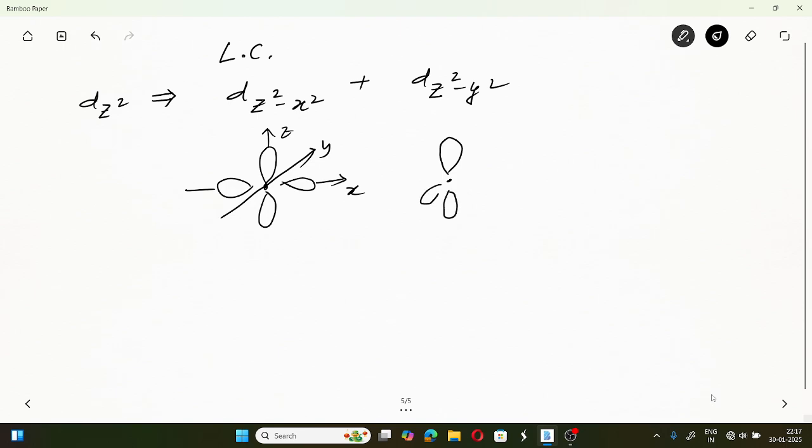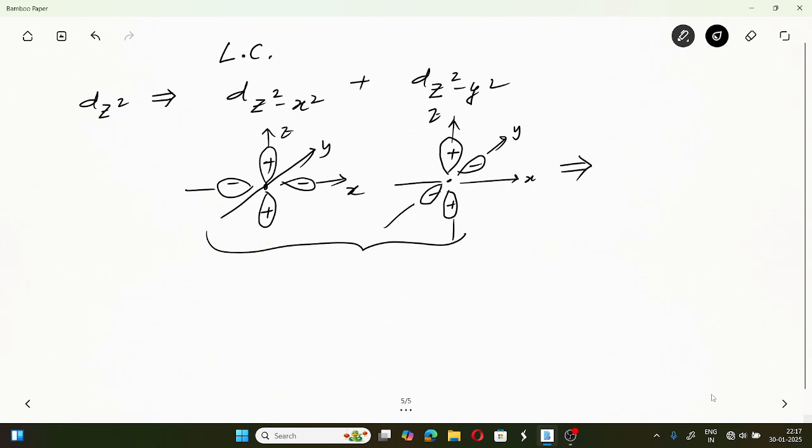So this is dz square and dz square minus y square. So we can write like this. Now if you combine these two, so this is x, y, and z axis. Now if these two orbitals are linearly combined, then we get this dz square orbital, which is a linear combination of these two atomic orbitals.